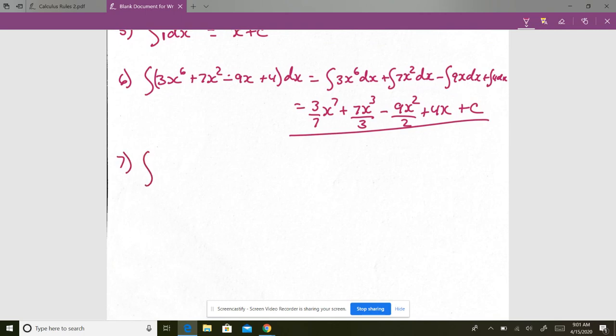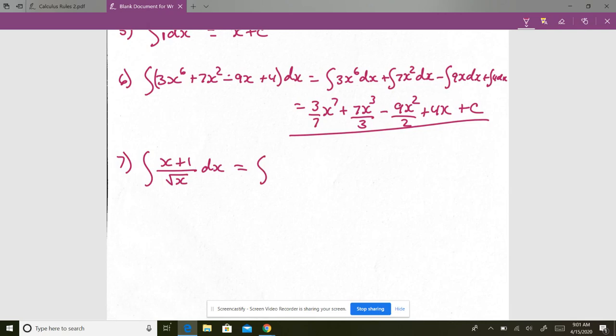7. What about something like this? X plus 1 over root x dx. Well, again, you want to rewrite it. We don't like square roots, and we don't know how to do fractions yet. So we can rewrite this. The single denominator goes to both.